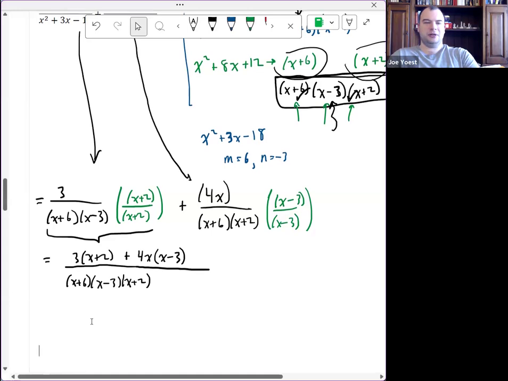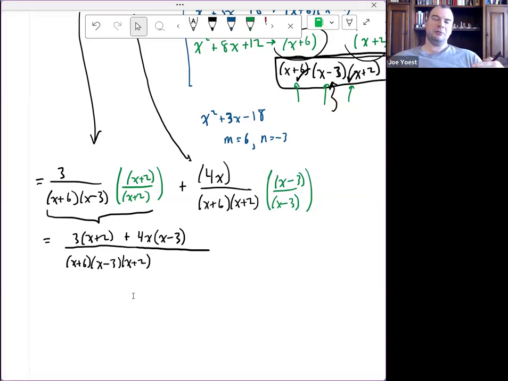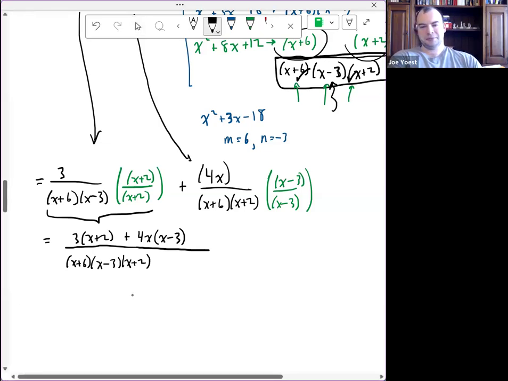If you wrote an extra step in there, no big deal. But we're starting to see this pattern. We always write these two rational expressions, but they have the same denominator at this point by construction, and then we just combine them together. That's a pretty simple step to do, so I just combine them together from the outset.